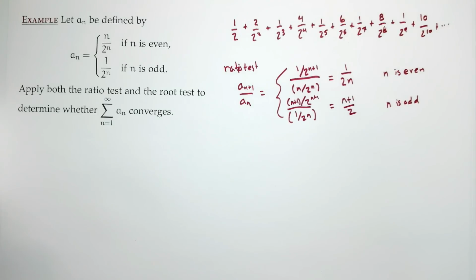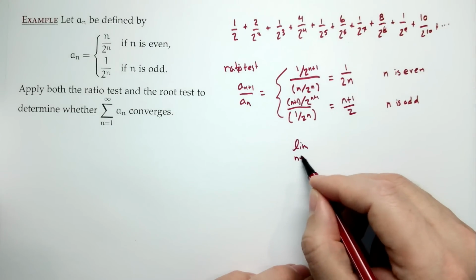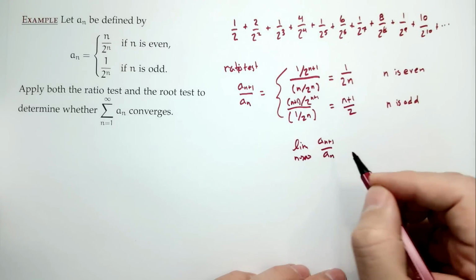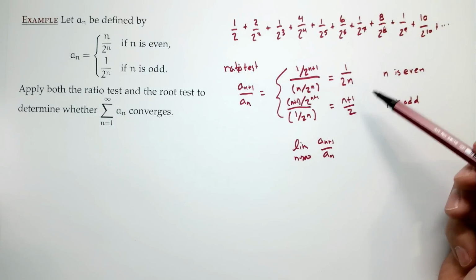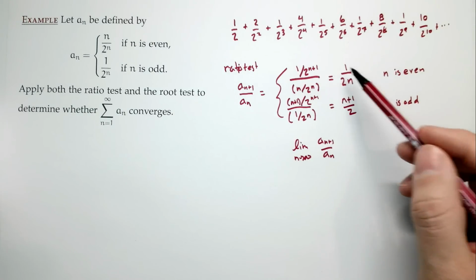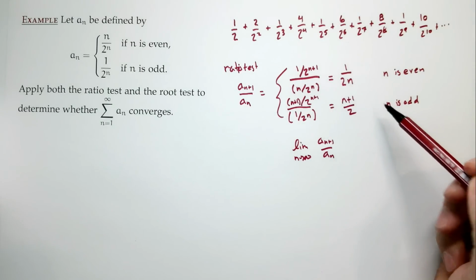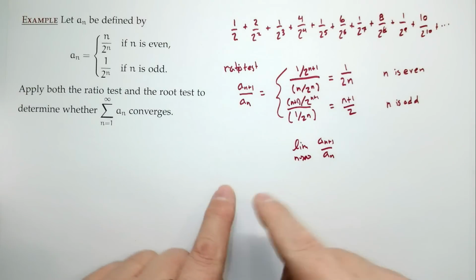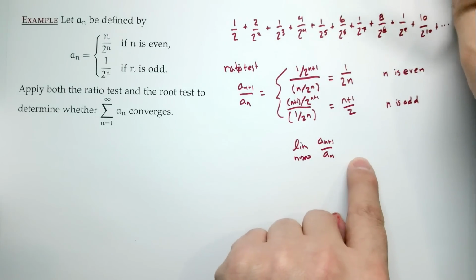Now what's the question here? Well, what happens to the limit as n goes to infinity of a_{n+1} over a_n? Well, it really depends whether you look at the evens or the odds. If you're only looking at the evens, the numbers are getting smaller and smaller. If you only look at the odds, the numbers are getting bigger and bigger. So it's sort of like small, big, small, big, small, big.